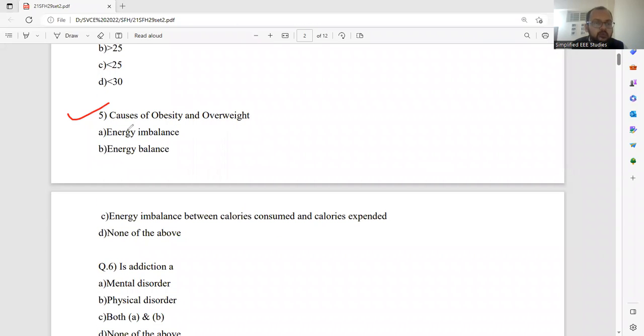Cause of obesity and overweight: energy balance, energy imbalance between calories consumed and calories expended, none of the above. Question number 5, I would like to select option C, energy imbalance between calories consumed and calories expended. Because of over-caloric intake, when one person is having food without exercise, that may lead to obesity, because of fatty items and all.